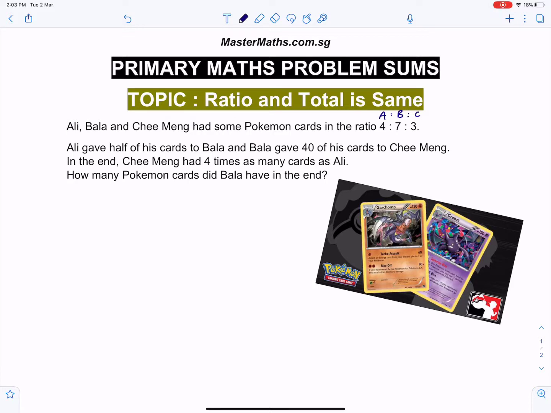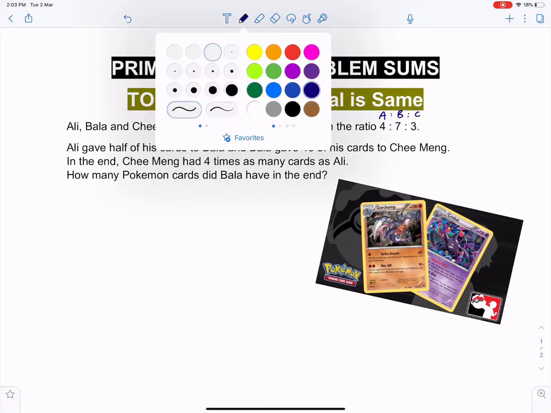So Ali gave half of his cards to Bala and Bala gave 40 of his cards to Chi Ming. In the end, Chi Ming had 4 times as many cards as Ali. How many Pokemon cards did Bala have in the end?